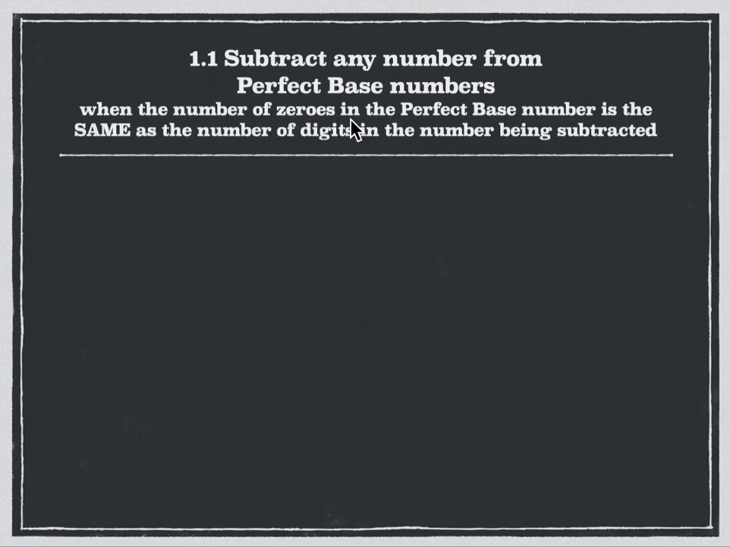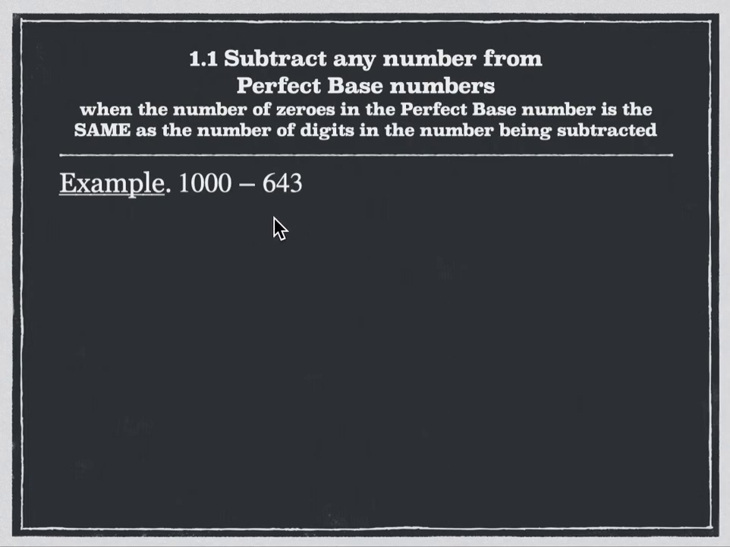When the number of zeros in the perfect base number is the same as the number of digits in the number being subtracted, what shall we do? Kindly focus your attention here. One example would be, say we have 1,000 minus 643. This is a perfect base number, 1,000, and minus 643.